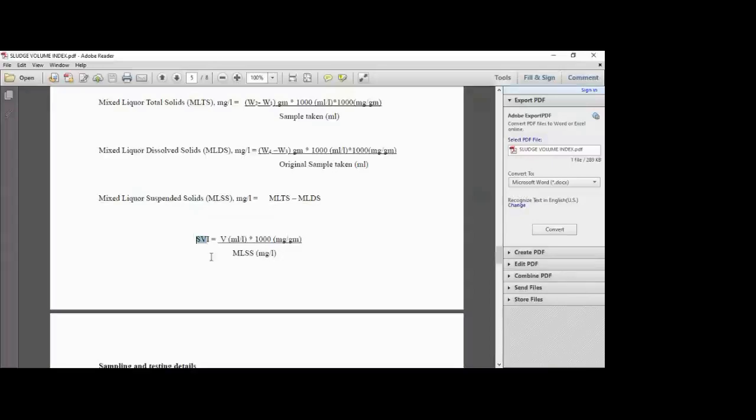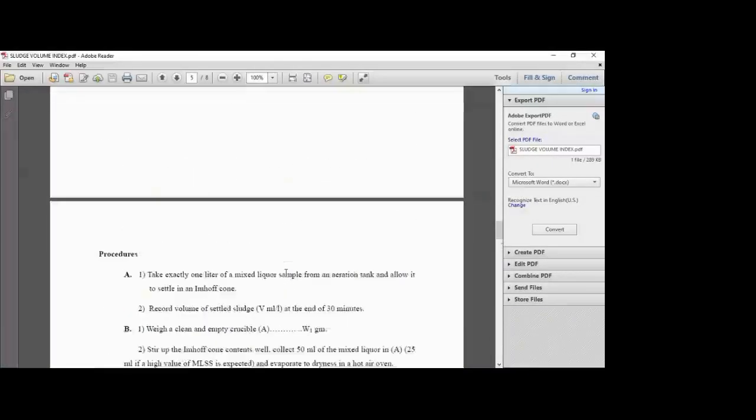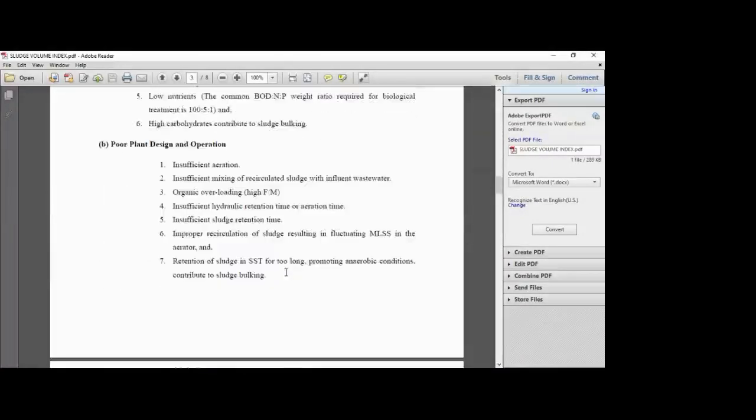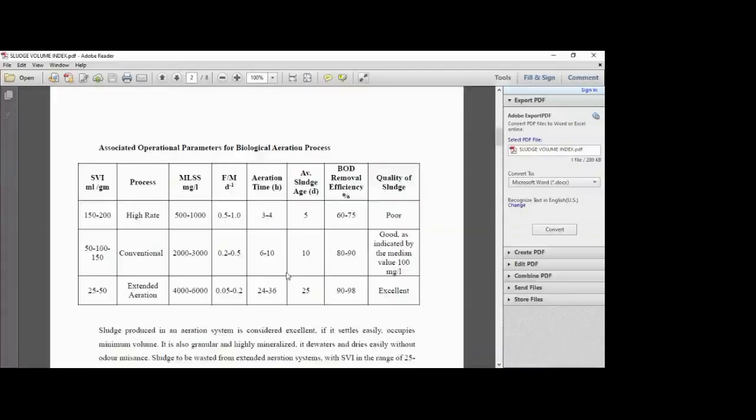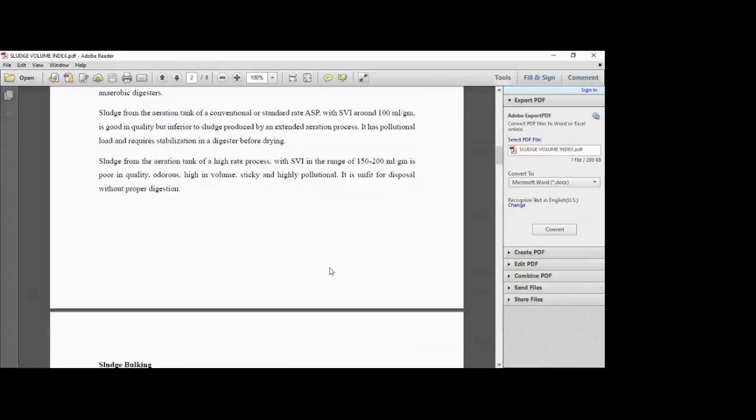Again, when we find out this SVI, we can tell with the help of this particular table what the value of SVI is. Say it is 82 that we have obtained. So 82 is between this particular range. So it is a conventional process that has been followed, the sludge quality is good, and the expected BOD removal efficiency is 80 to 90%, right? So that we have to particularly judge.